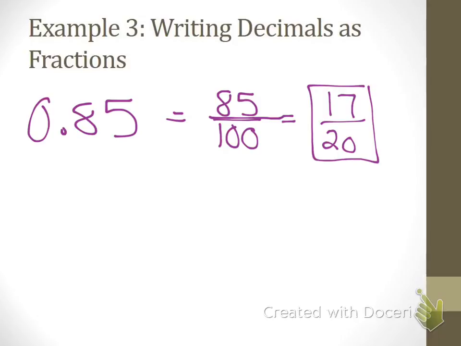Okay, now if you do not have that feature, you just have to reduce the fraction like normal. Okay, so you have to divide top and bottom by 5, and then you would get the answer.